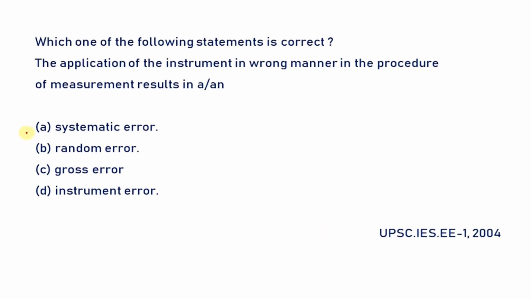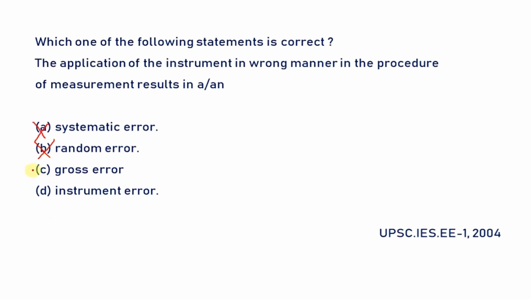So see, first the option given here is systematic error. So what is systematic error? The error which is related to the system or the instrument itself is called the systematic error. So that is not what is asked here, so this is not the answer. Now come to random error. What is random error? Random error is basically the error which occurs in the measurement system. We don't know how it is occurring in the measurement system and how it is getting eliminated. So this is also not the correct option.